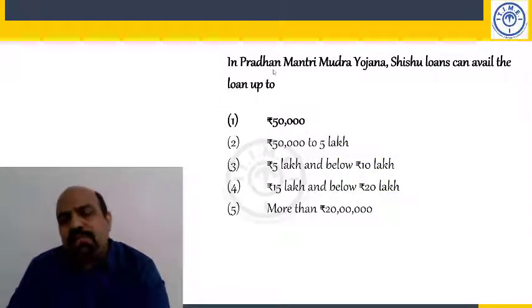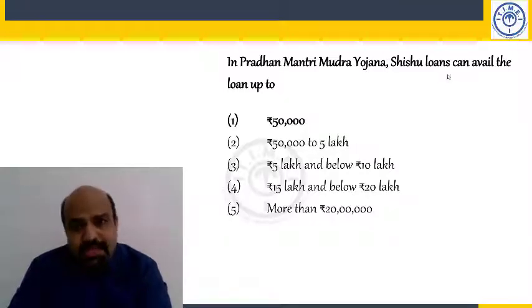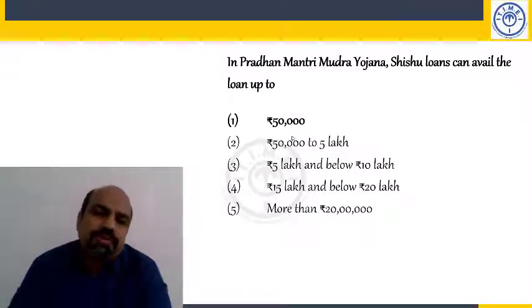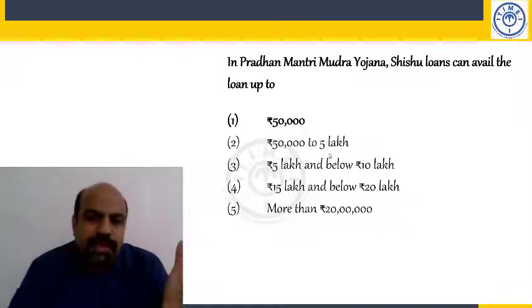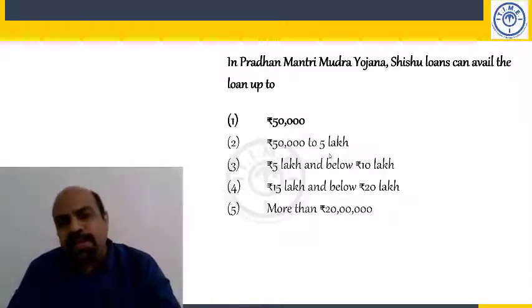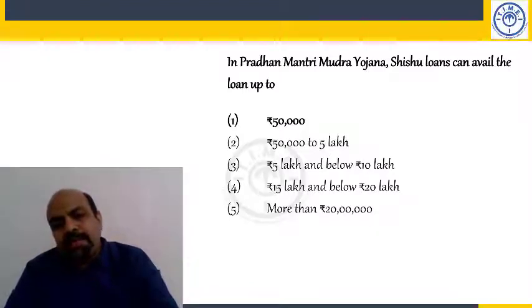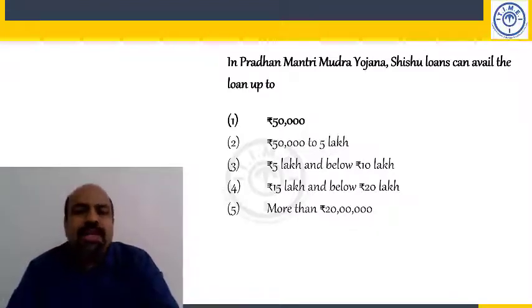In Pradhan Mantri Mudra Yojana, Sishu loan applicants can avail a loan up to 50,000 rupees. After this comes Kishore, which is 50,000 to 5 lakh. Second one is Kishore loans, 50,000 to 5 lakhs. And then Tarun, TARUN, 5 lakhs to 10 lakhs.